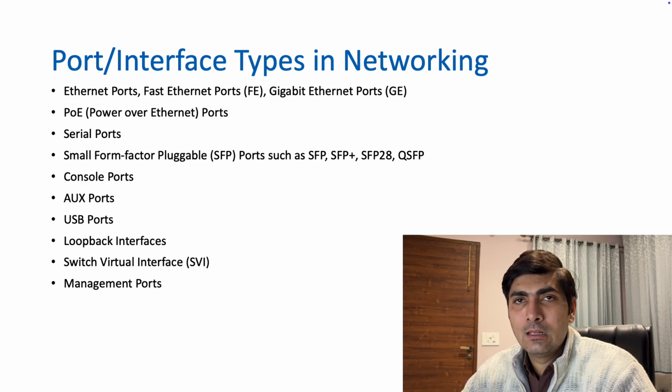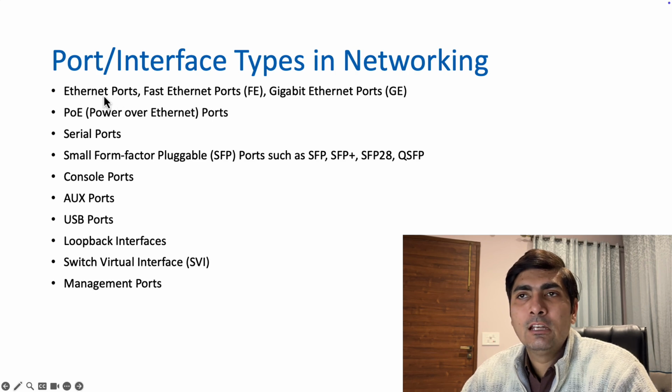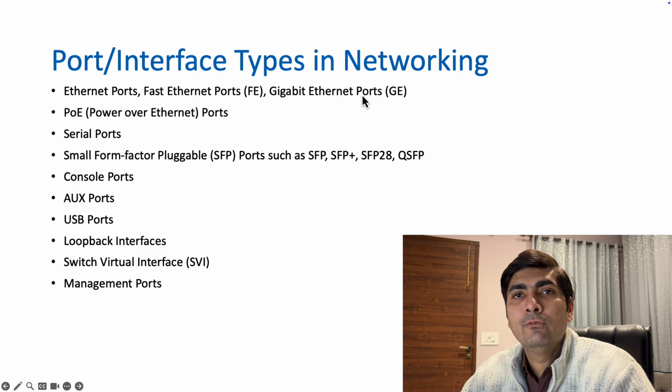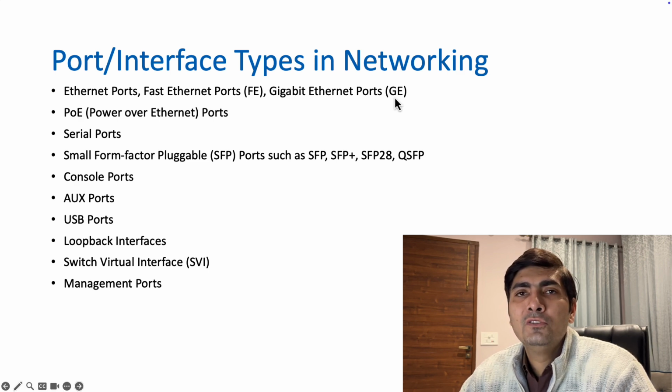I'll talk about it in the next slide as well, but just remember that a normal Ethernet port is capable of up to 10 Mbps of speed. Fast Ethernet means 100 Mbps. Gigabit Ethernet ports start from 1 Gbps and go up to 100 Gbps. In this GE category, you will have 25 Gbps, 40 Gbps, 100 Gbps, right? So this is the most popular and prevalent in today's world.